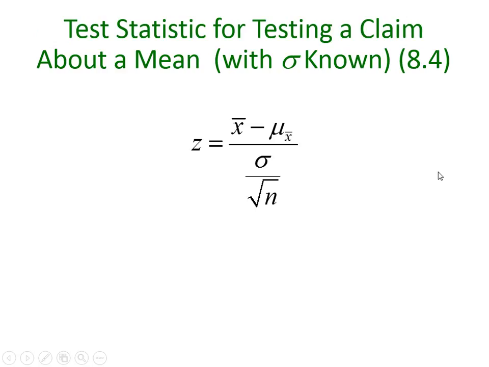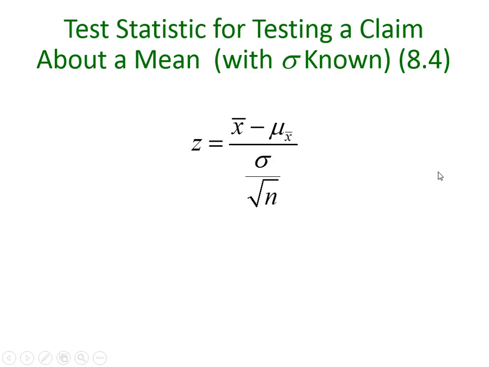So, test statistics for testing a claim about a mean. If we were to rearrange one of the equations from Chapter 7, back when we were finding the margin of error when we knew the population standard deviation, let me zoom a little closer. The margin of error is the difference between my population mean and my sample mean. We ended up using that test statistic of z sub alpha over 2.